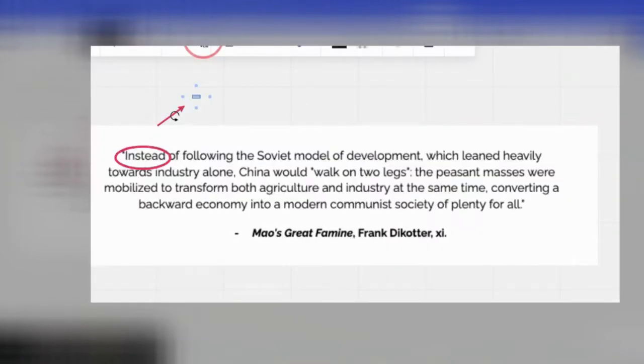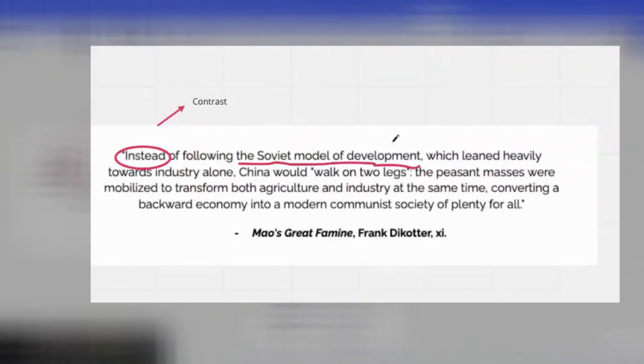So the first thing that I notice here right off the bat is that Dikotter is going to use the word instead to start off this synthesis claim. And that tells me right away that this is going to be a contrasting synthesis claim. So he says, instead of following the Soviet model of development, which leaned heavily towards industry alone. Now, I think this is very important. What he does here by saying this is that he's going to actually analyze the other topic that he's going to bring into his writing.